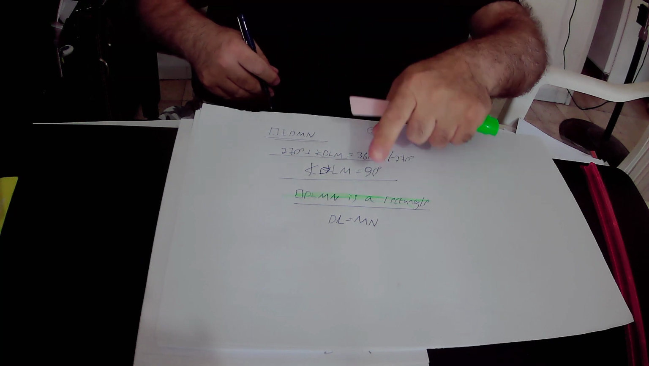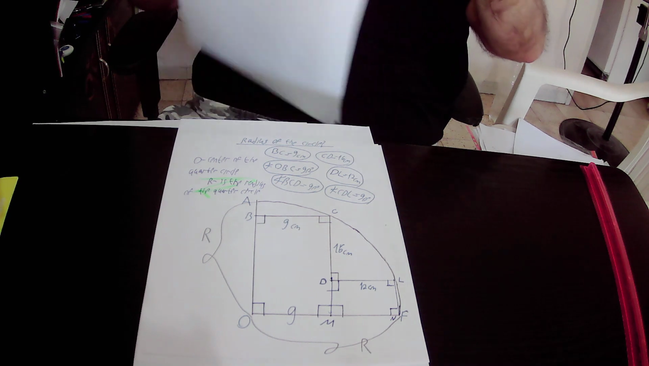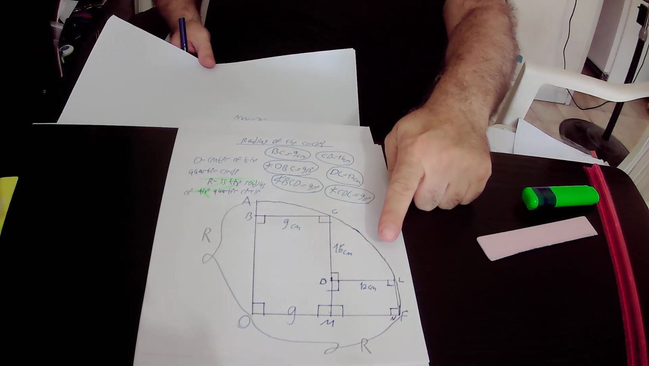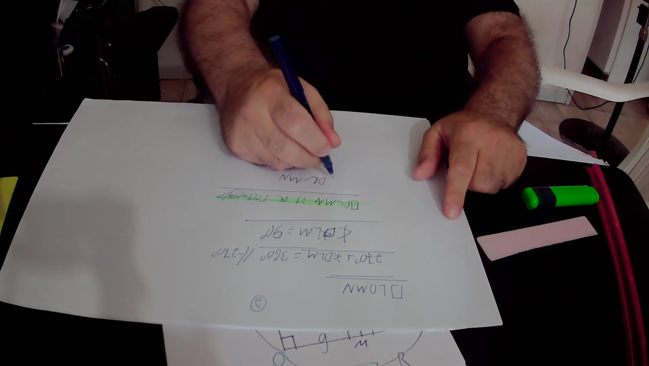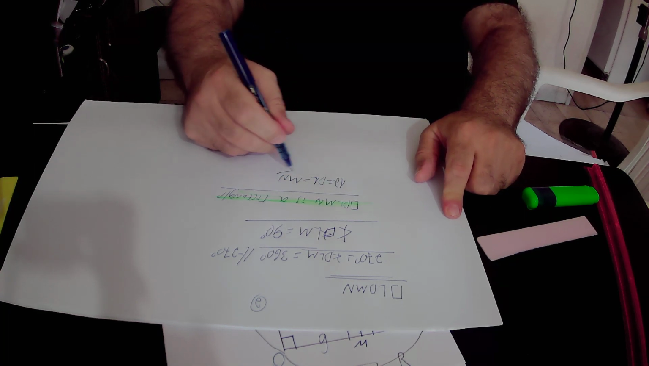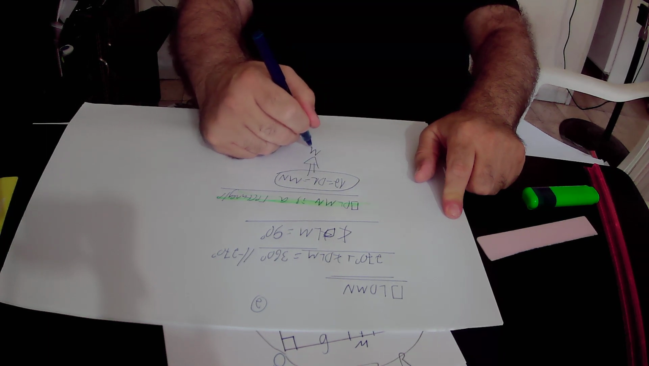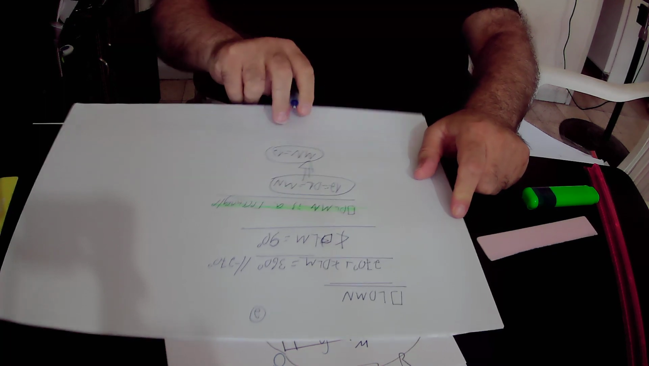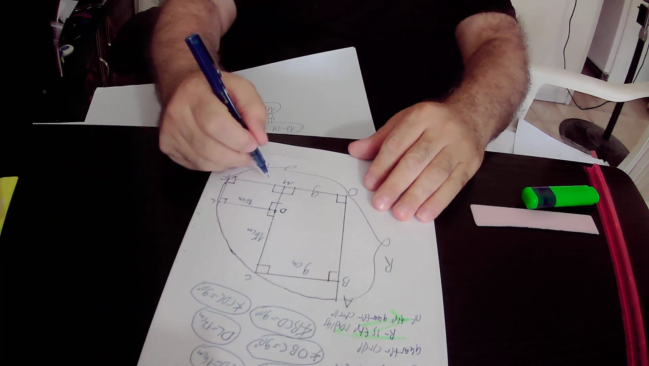Side DL must be equal to side MN, according to the rule that the opposite sides of a rectangle are equal to each other. Okay, but it is given in the question that side DL equals 12 units. So from this equation, 12 equals DL equals MN. We will derive that side MN is also equal to 12 units.